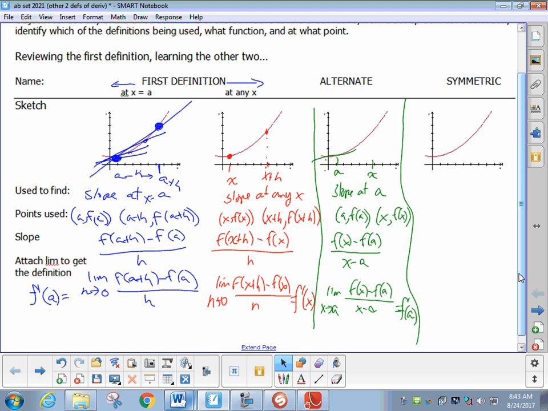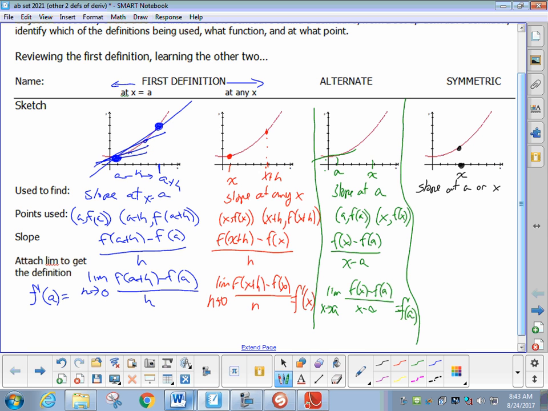Last but not least, symmetric definition. Say you wanted the slope. This could actually be used at any point, or at a specific, or at a general point X. Let's do it in the X style, okay? Now, this one's a little different in that I want the slope at this point, the tangent slope. That's not different, actually, that's what we always want. This one's different in that rather than use the point you want and another point, you're actually not going to even use the point you want.